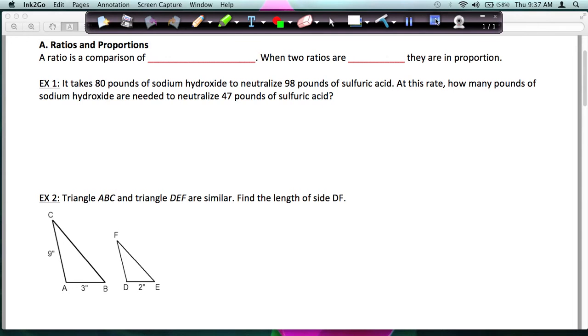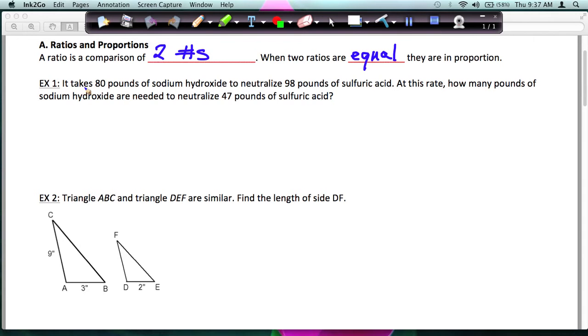Ratios and proportions. A ratio is basically a comparison of two numbers, for example, 1/2. When two ratios are equal, we say they are in proportion, and so we can set up proportions to solve. So let's look at an example.